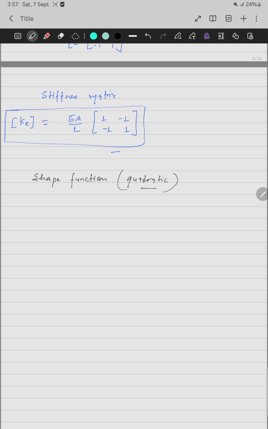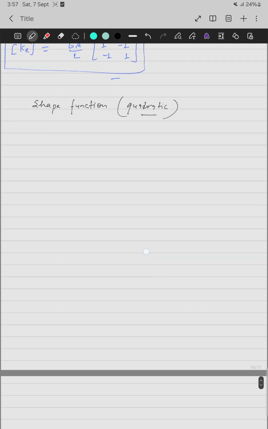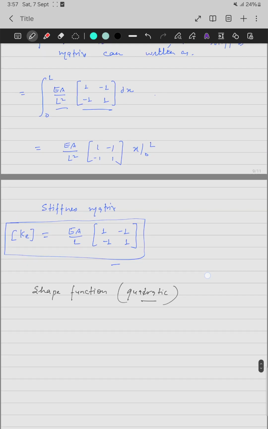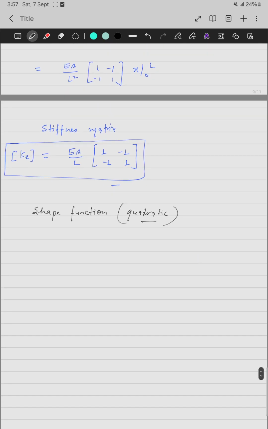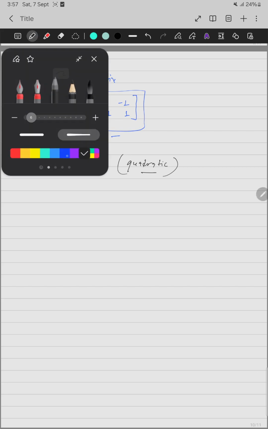So what do we mean by this quadratic basically? In the last one, we observed that we are getting one straight line, a linear straight line from u1 to u2. Okay, so if we say our shape functions are quadratic, how will it be?